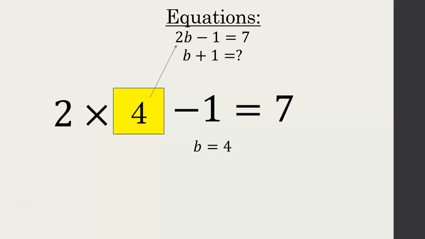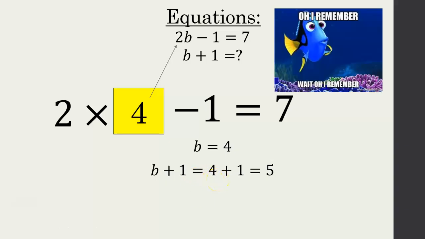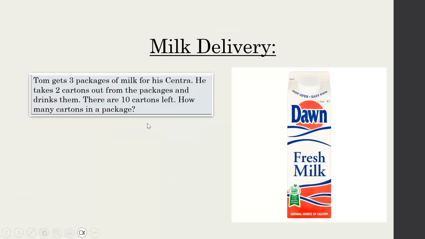So from now on, if I see any b anywhere, I'm going to just say that's just 4. Okay, so what's b plus 1? That's the same thing as 4 plus 1, which is just equal to 5. So it's important just to remember for this one, 2b just means 2 multiplied by b. We just don't bother writing the multiplication.